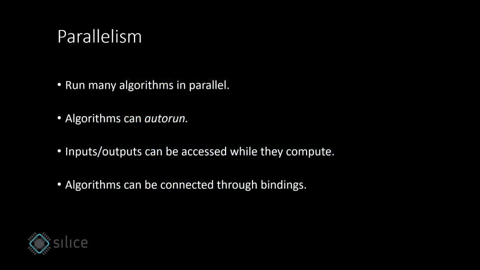Alright, a few more notes. We can run many algorithms in parallel. This is of course the whole point. Algorithms can also auto-run, so they run as background tasks. For instance, doing I/O such as driving video signals or updating a game world. Algorithm inputs and outputs can be accessed while they run. Algorithm instances can be connected together through bindings, forming larger designs.